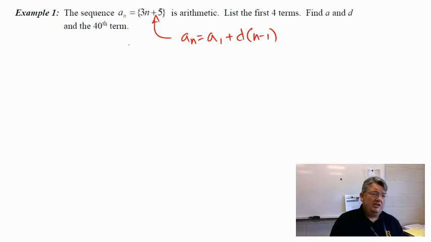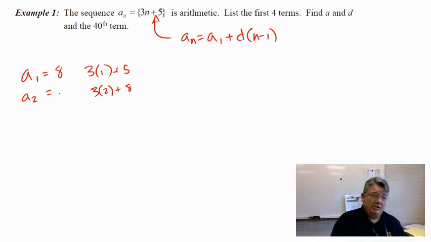Well, let's look at this. If I want to find the first term, that means I put in a 1. 3 times 1 is 3. 3 plus 5 is 8. So it's 3 times 1 plus 5. The second term is 3 times 2 plus 5, which is 6 plus 5.